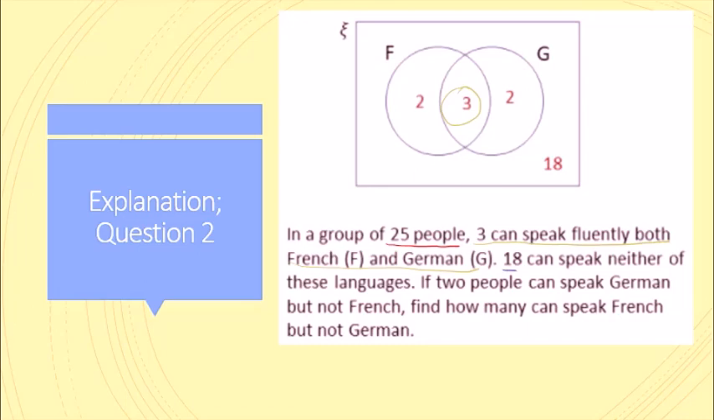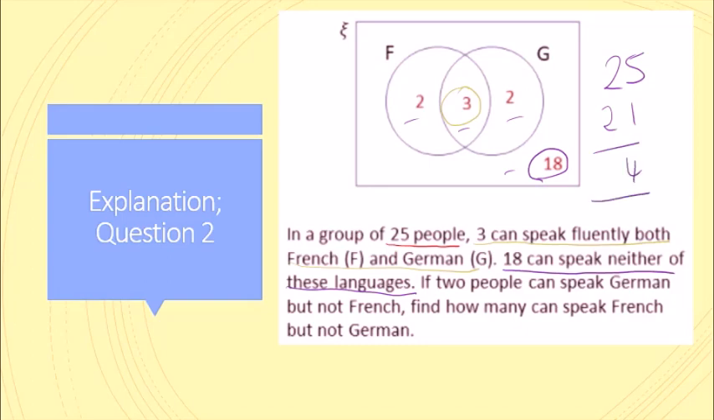18 can't speak any of those languages. That's why 18 is outside. So now, 25 people is a total of the 4 parts of that Venn diagram. So if I add up 3 add 18, that's 21. Take it away from 25, that gives me 4.